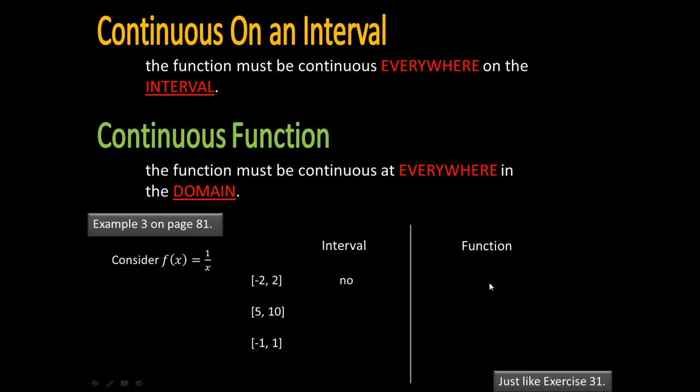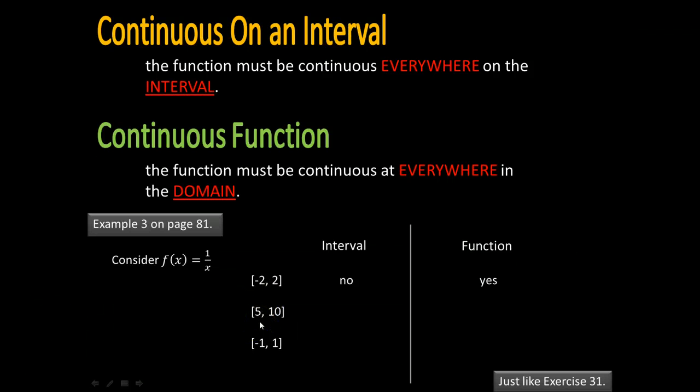However, is the function itself considered to be continuous? Yes, it is, because to be a continuous function, it must be continuous everywhere in the domain. Well, in the domain of this function, 0 is not included, so we throw 0 out, and we say, okay, it's continuous everywhere except for 0. So that means we have a continuous function.